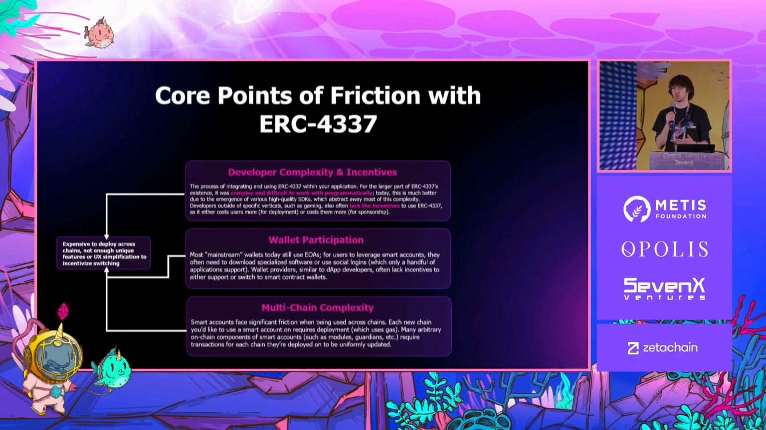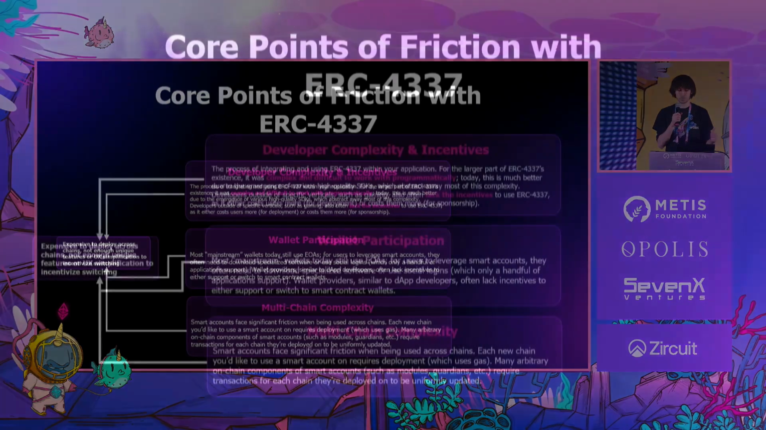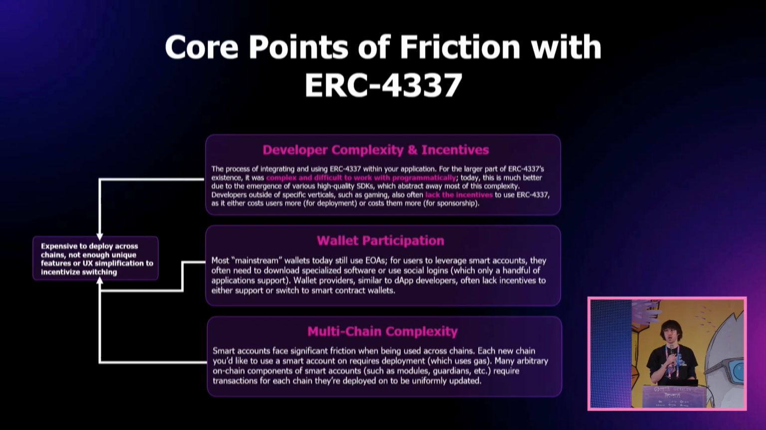So most wallets that users use are EOA-based. They aren't based on smart contract wallets, and therefore most users will naturally just automatically be in EOAs. Again, wallets don't have a major incentive to integrate smart contract wallets as an alternative or even migrate completely. And finally, again, multi-chain complexity. Smart accounts are especially difficult to work with multi-chain. We'll get into the reasons why in a moment, but this is a major point of contention with account abstraction: the difficulty that comes up when you're trying to use them across different chains.